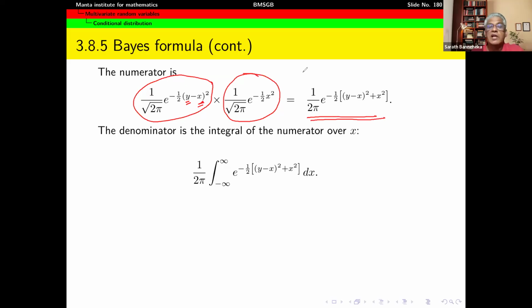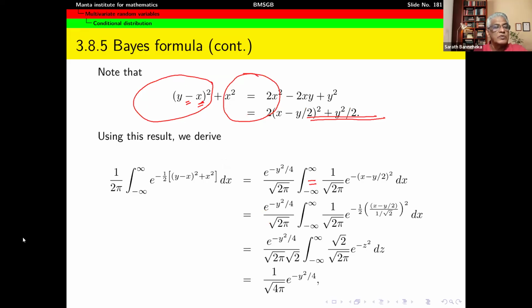Now, to get the denominator, we'll have to integrate this with respect to x, from minus infinity to plus infinity, because x is standard normal, so x varies from minus infinity to plus infinity. So we need to find out this expression. That is the difficult part, if there's any difficult part. But we can do it using a little bit of mathematics. Okay, let me remove this first. So we can write down this expression here.